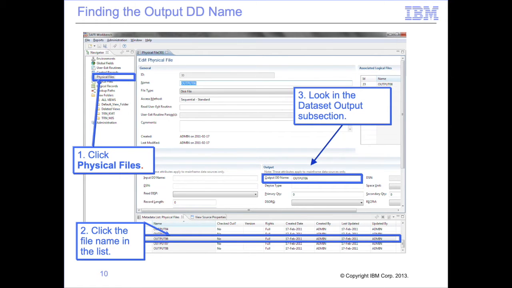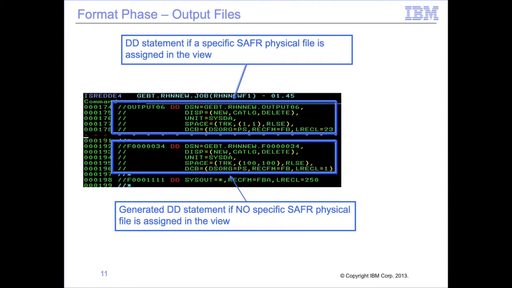The Edit Physical File page opens. Look in the Output subsection of the Dataset section of the page. The output DD name in this case is Output06, which happens to be the same as the physical file name. This is a good practice in defining physical file names, but it isn't required. The DD statement for the output file must be placed in the JCL for the format phase step that is running GenevaERS. Because a physical file was assigned to the view, the DD name associated with that physical file is used. In this example, the output DD name is Output06.